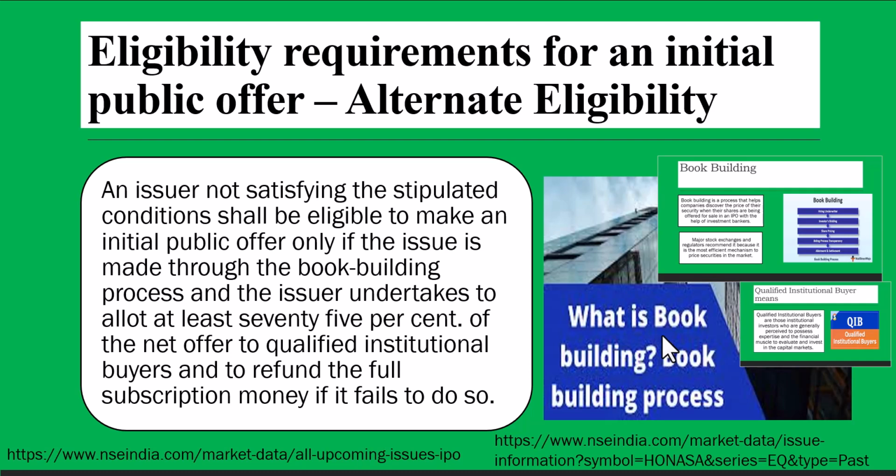An issuer not satisfying the stipulated conditions shall be eligible to make an initial public offer only if the issue is made through the book building process and the issuer undertakes to allot at least 75% of the net offer to qualified institutional buyers and to refund the full subscription money if it fails to do so.